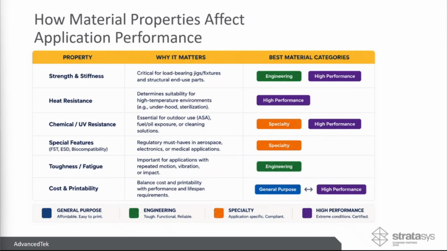If toughness or fatigue ratings are critical, important for applications like repeated motion, vibration, or impact, engineering materials are a good one to go with. For cost, you'll have to balance cost with performance and lifespan requirements. It all depends on the application, and that can range the whole range from general purpose up to high performance.